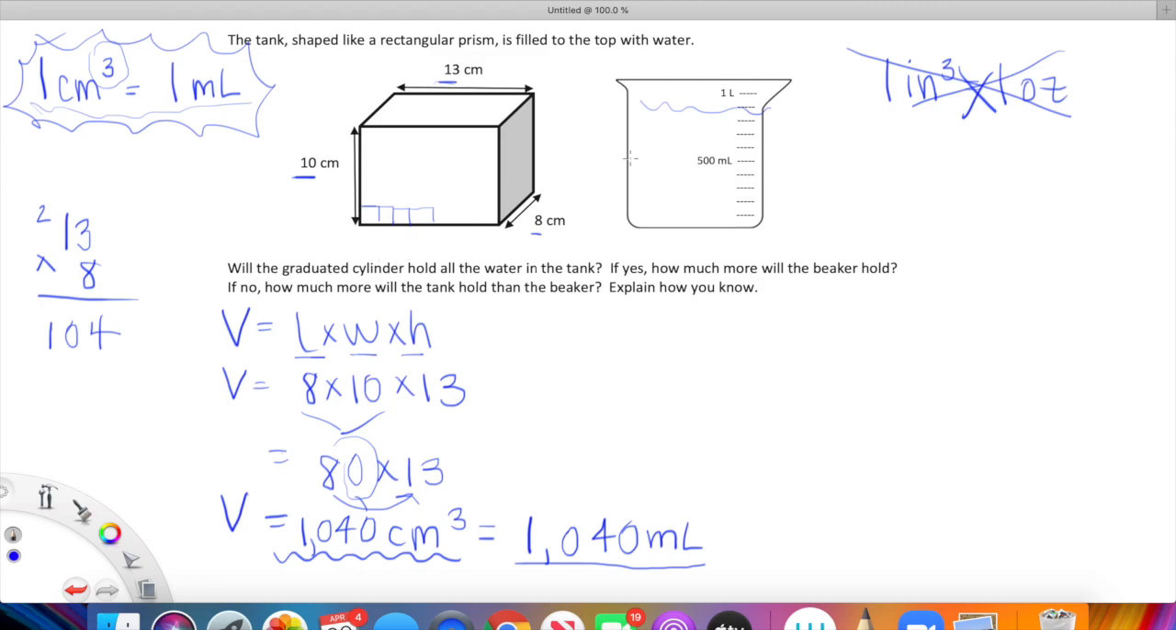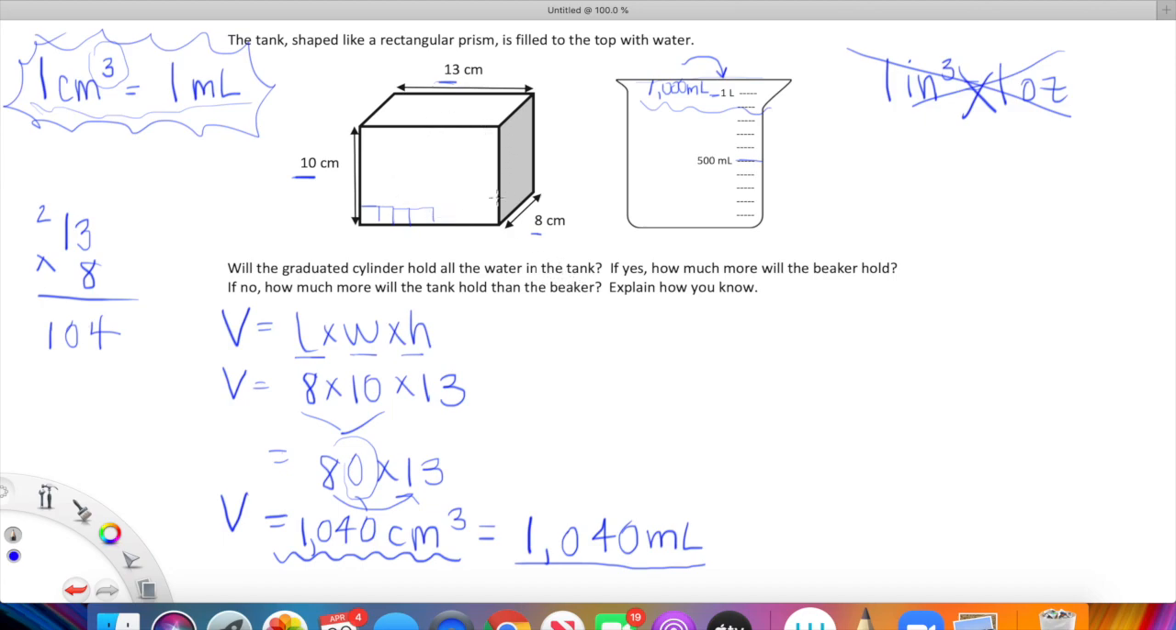So the graduated cylinder that's here, will it hold all the water in the tank? Let's think about that. This graduated cylinder, it looks like when it's filled to half, it will hold 500. And then when it's filled to the brim, it will hold 1,000 milliliters. We all know that 1,000 milliliters are equal to 1 liter. So if we were to fill this entire graduated cylinder all the way to the brim, it will hold 1,000 milliliters. Will the graduated cylinder hold all the water in the tank?